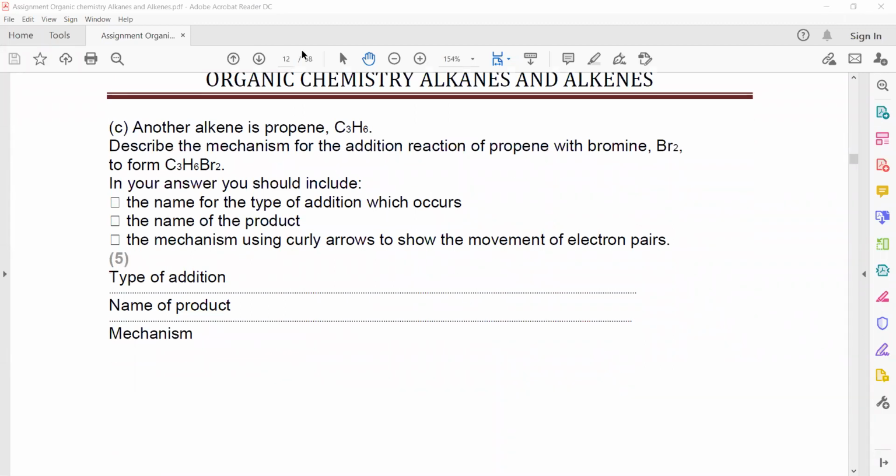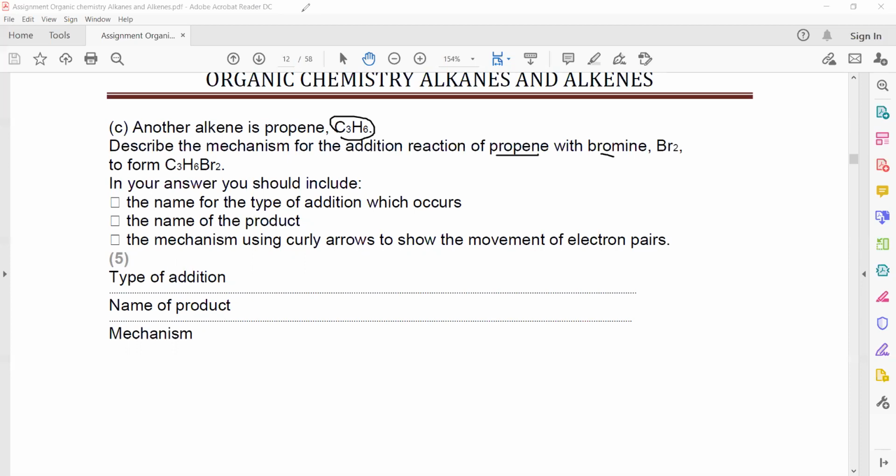Another reaction, you can see a propene, C3H6. Describe a mechanism for the addition reaction of propene with bromine. In your answer, you should include the name for the type of addition which occurs, the name of the product and the mechanism, using curly arrows to show the movement of electron pairs.